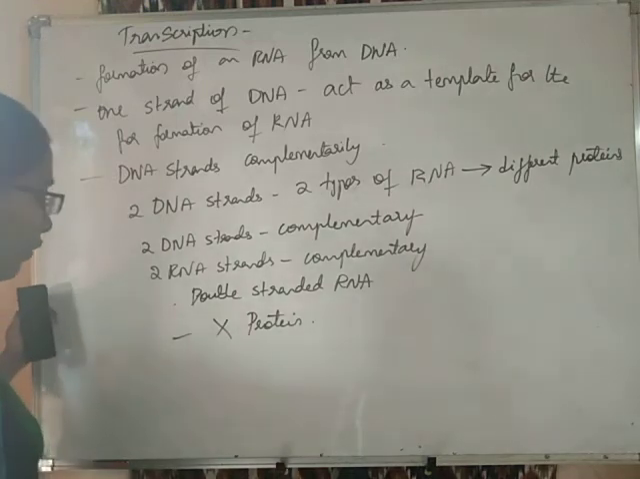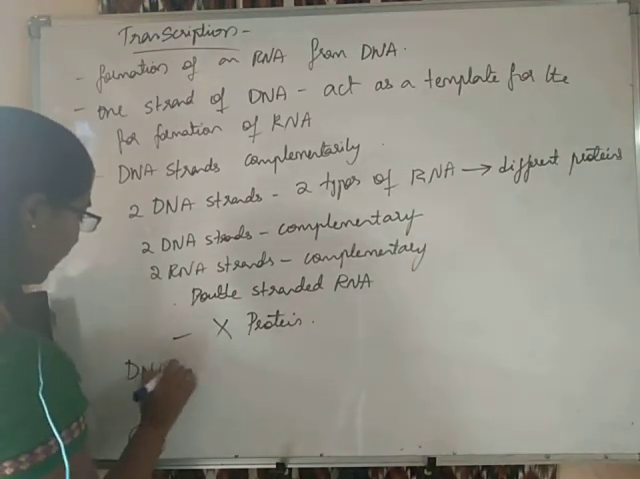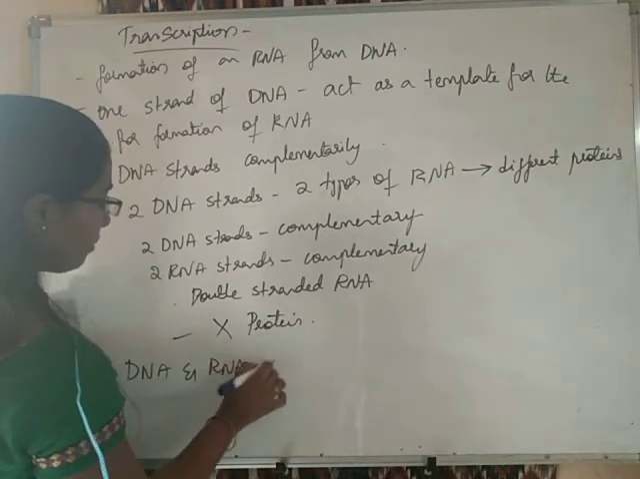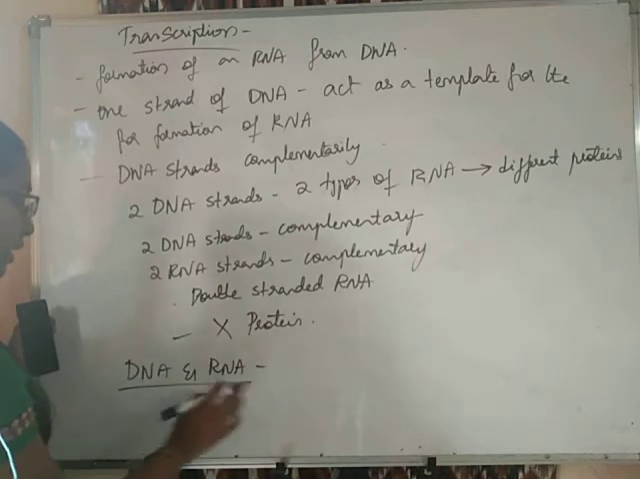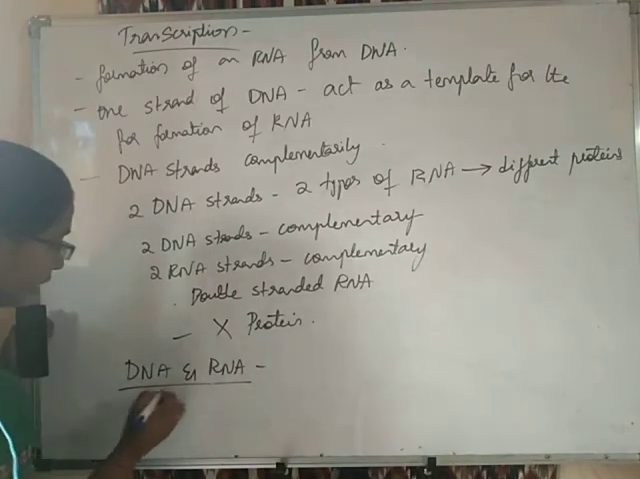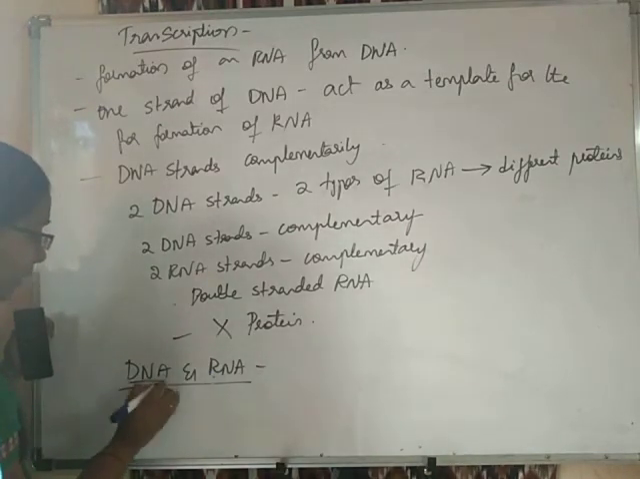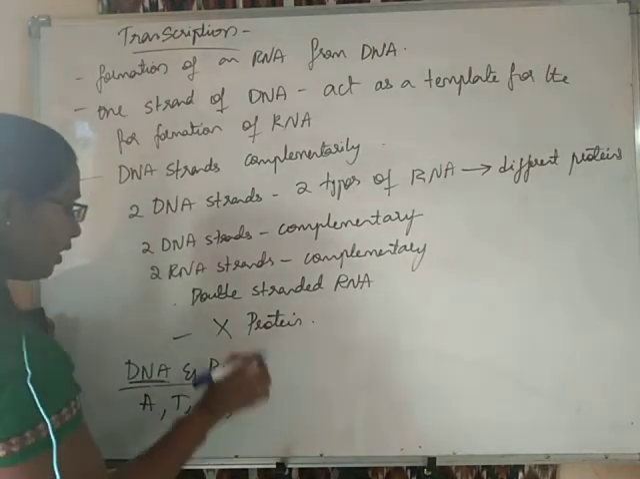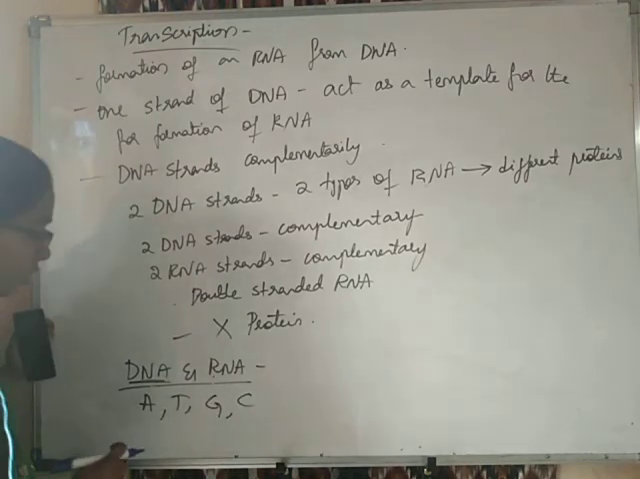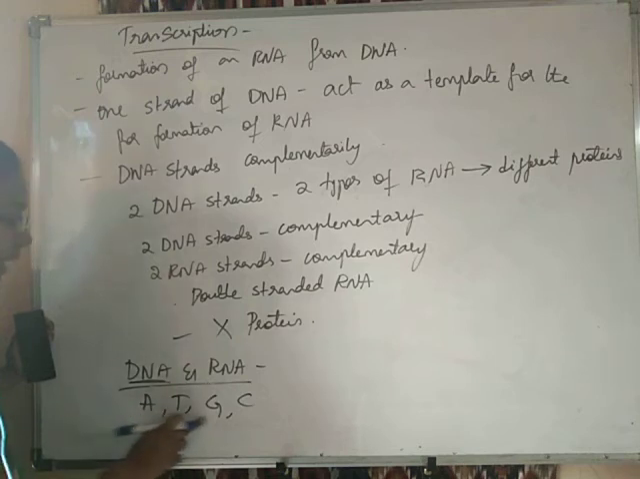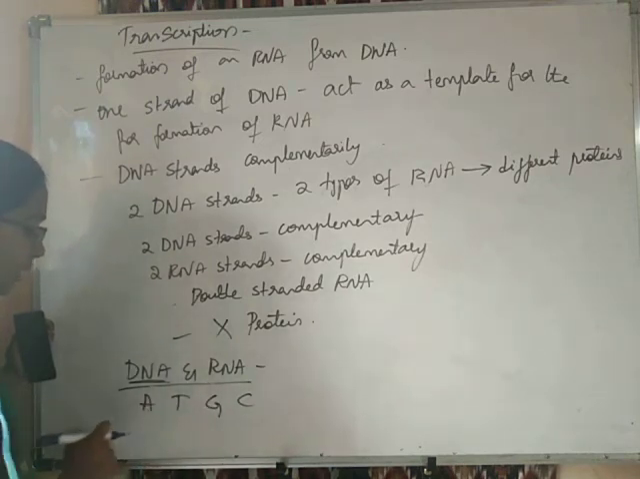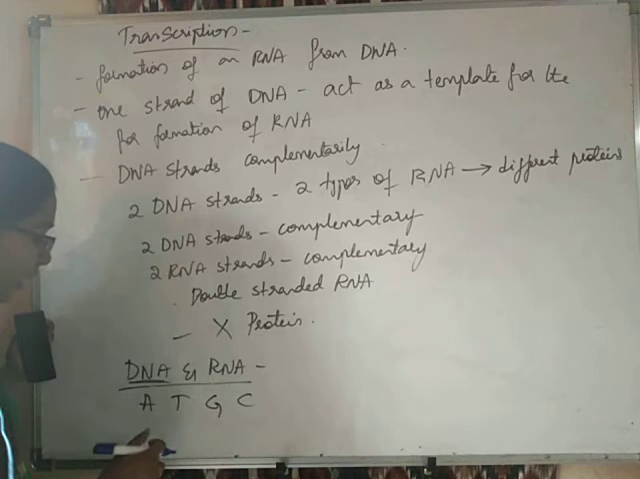So one difference is there between DNA and RNA. From DNA, RNA is produced, right? The nucleotides of DNA and RNA are same, except here in RNA. From DNA, what are the nucleotides present? A, T, G, C. So, when RNA is produced, RNA will be produced complementary to the template DNA.